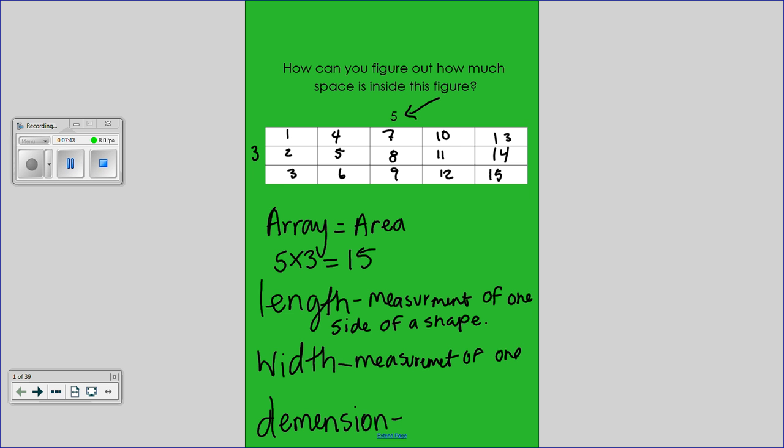The width is also a measurement of one side of a shape. However, width is usually referred to as the shorter side. So what would you think of a square? Again, essentially the same thing. You could say they're all lengths. The length of this side is this, the length of that side is this. It's just language preference.